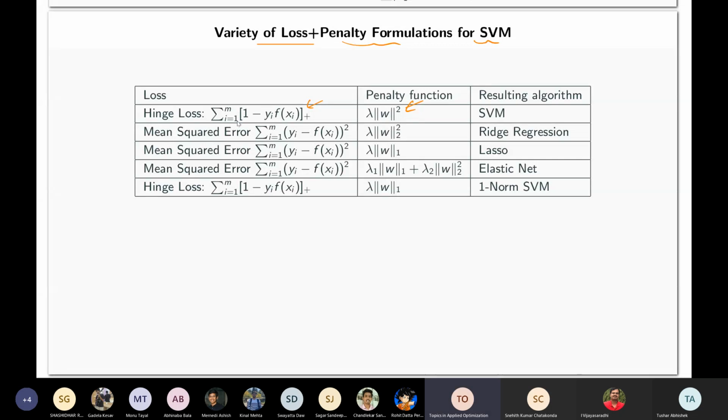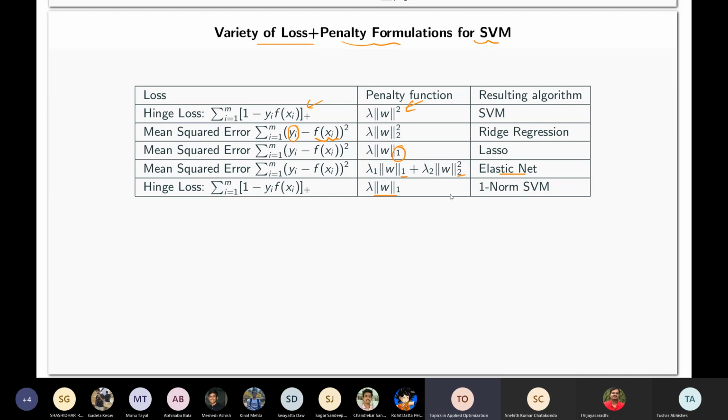I can also square this term. Minimizing this would be mean squared loss: this is the label I have and this is the prediction I have, so I take a difference, square it, and also keep the regularization term here. So there are many formulations. I can also choose the one norm instead of the two norm. I can choose a combination of the one norm and the two norm. This is called elastic net, and this is the lasso.